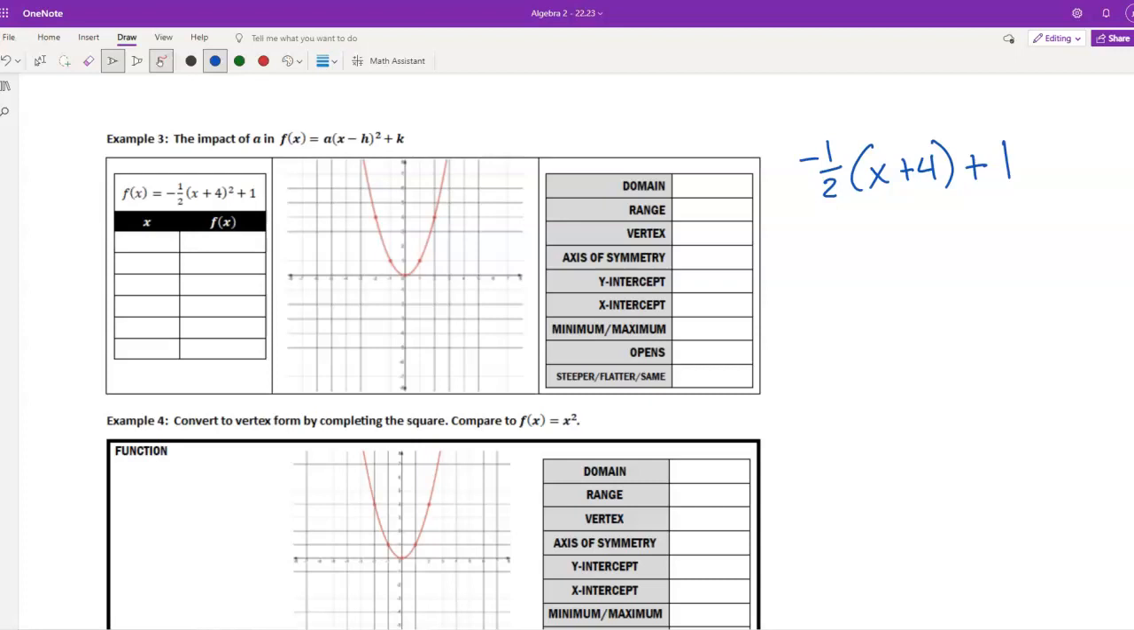Okay, 6.2, part 2, example 3. Before we even begin graphing all this, we're going to take a look at our equation and see what we can get out of it before plugging in some random points.